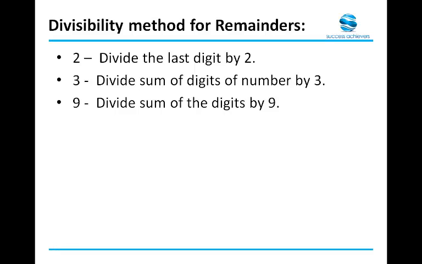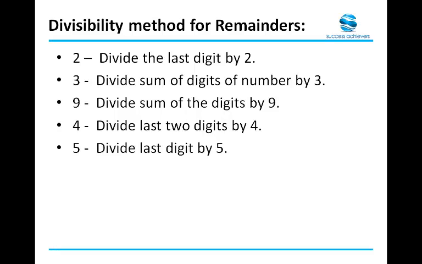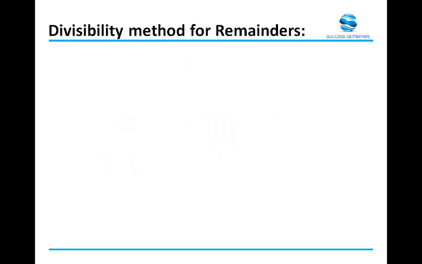In case of 9 is a similar rule, that is add the digits. Right? The remainder for any number when divided by 9 can be obtained by dividing the sum of the digits by 9. For 4, just divide the last 2 digits by 4 and you can obtain the remainder, which is obvious because 100 is divisible by 4. So any number I just have to check for the last 2 digits. In case of 5, you just have to divide the last digit by 5. In case of 10, the remainder is your last digit. Moving on to the next one, which is your 8.